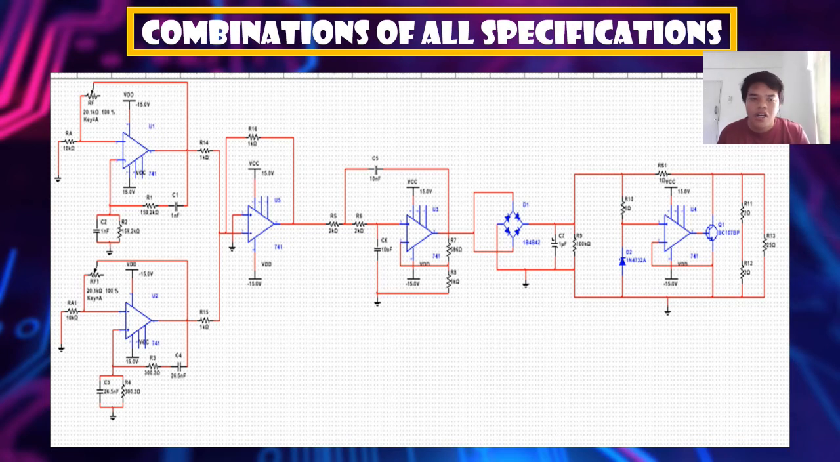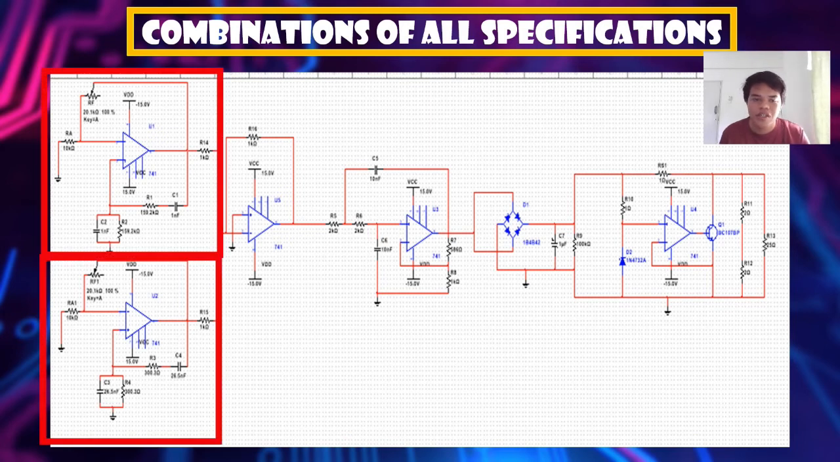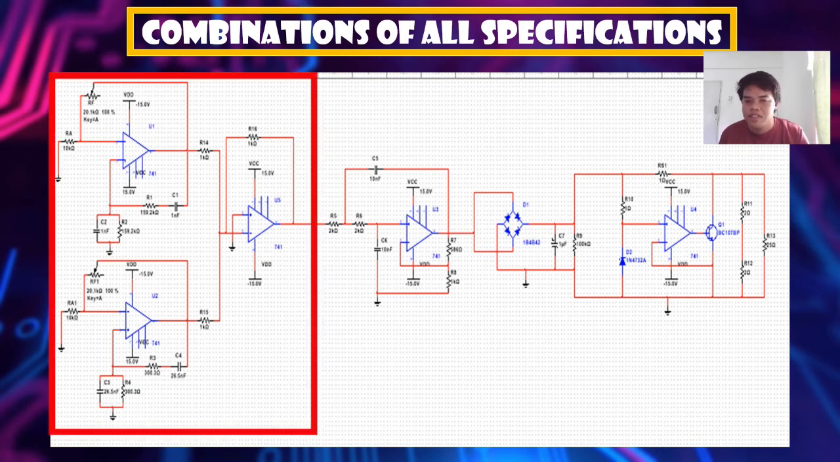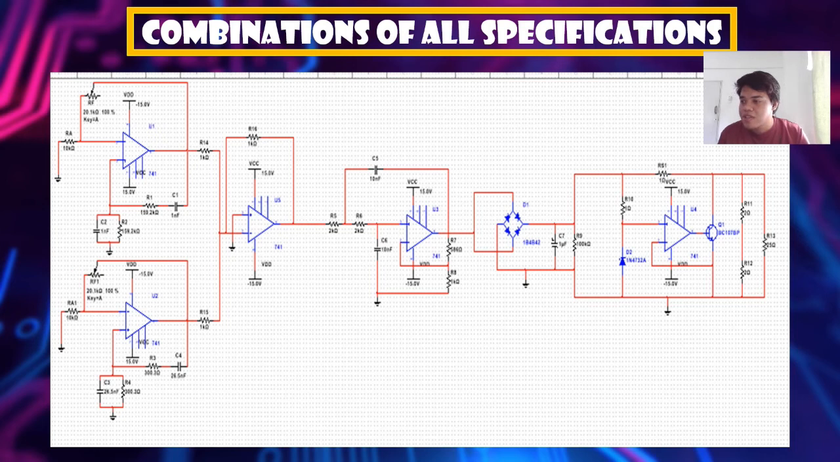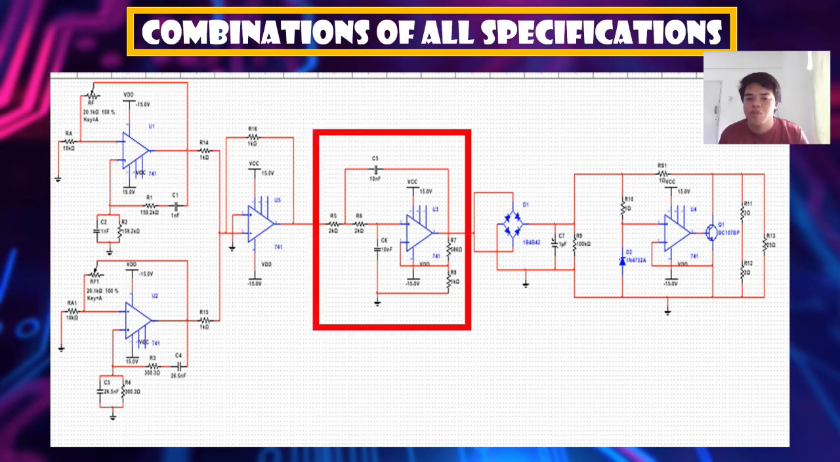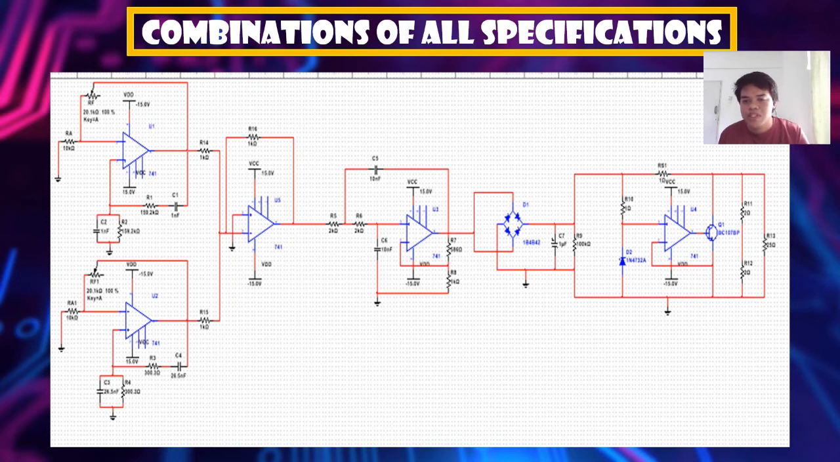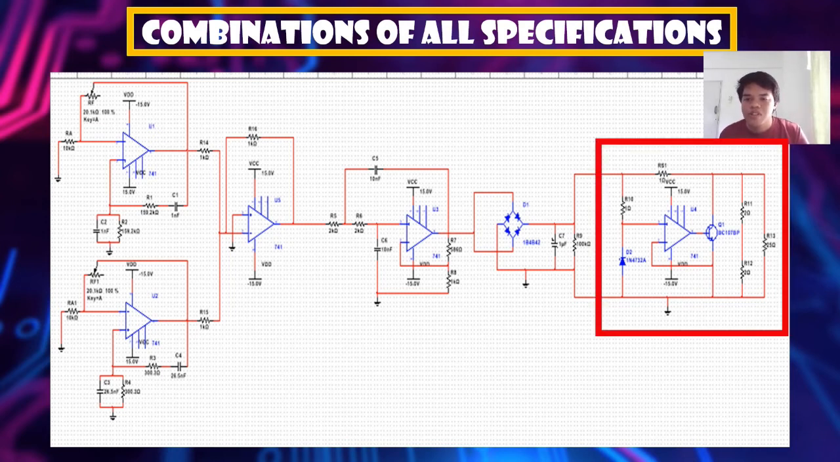I will talk about the combination of all specifications in this project. As you can see here, for the first one, we have two identical circuits known as oscillator 1 and oscillator 2. Then these circuits will be combined together to produce one single output that will go to a summing circuit. The output of the summing circuit will be connected to the active low pass filter before it will be connected to the full bridge rectifier. And lastly, the output from the rectifier will be connected to the voltage regulator with the load.